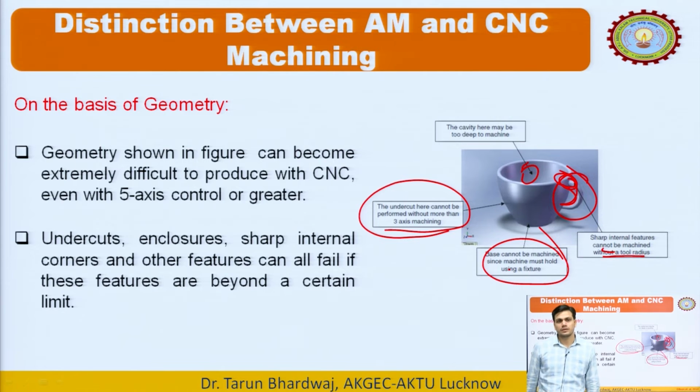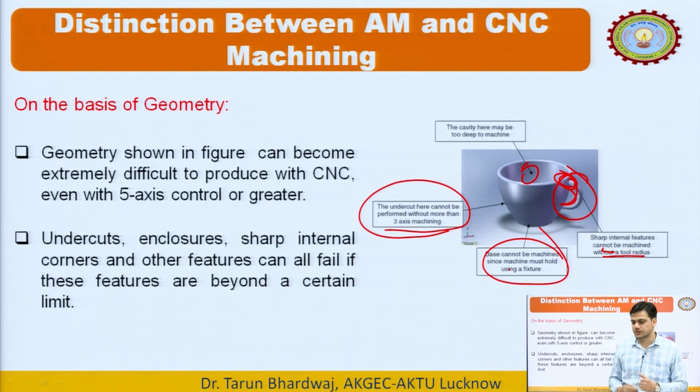Okay, so basically the undercuts, enclosures, sharp internal corners, okay, and the other features can all fail if these features are beyond a certain limit. So that is basically showing you that CNC has some limitations. Okay, CNC is a very fast process, but it has some limitations if we talk about the customization and the complexity of the product. Okay, but if we talk about additive manufacturing, it is a slow process if we compare it process to process, but it has very good advantages in terms of the complexity and the customization.